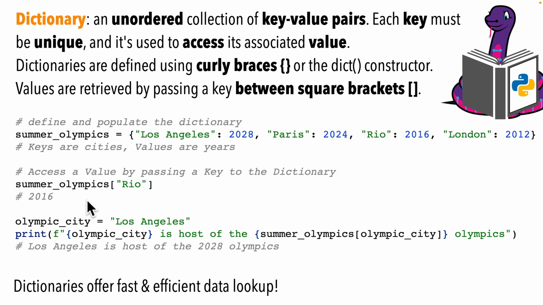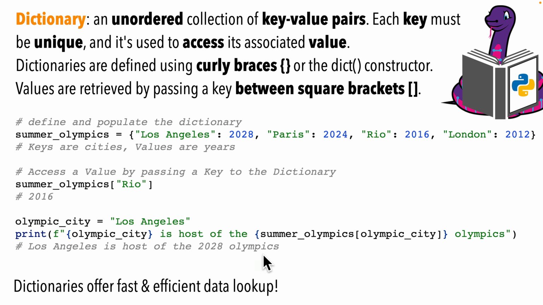And you can use variables too. Here we define a variable named Olympic City, setting it to Los Angeles. And when we use this statement, we print Los Angeles, the contents of the variable Olympic City, is host of the 2028, that's retrieved by passing Olympic City, Los Angeles, into the dictionary Summer Olympics.